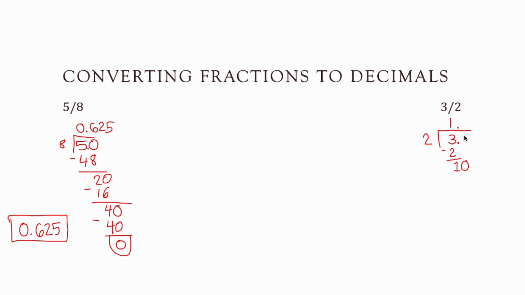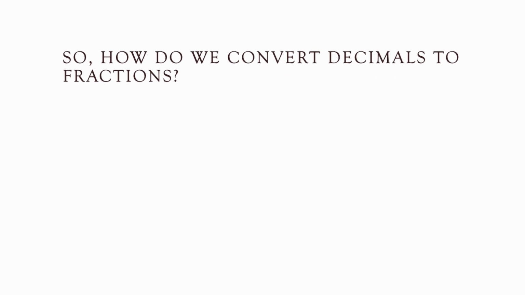because again, there are unlimited zeros after this. And 2 times 5 is equal to 10, so we put that there. And 10 minus 10 is equal to 0. So we're done, and we've got our decimal here. So 3 halves is the same thing as 1.5. That's pretty simple, right? Let's move on to converting decimals into fractions.